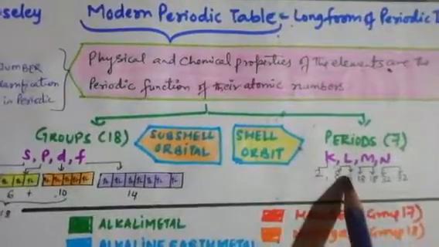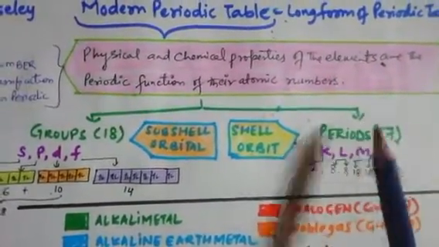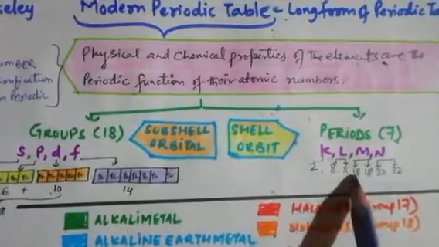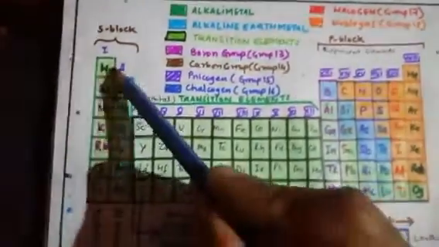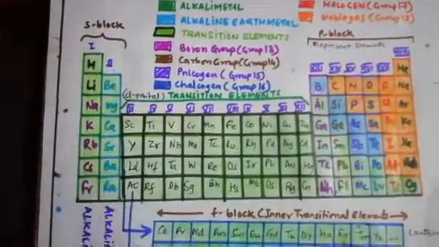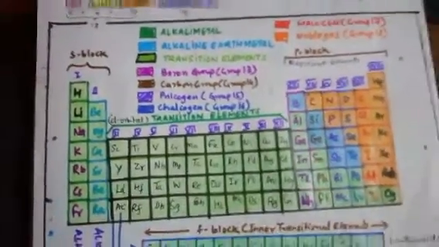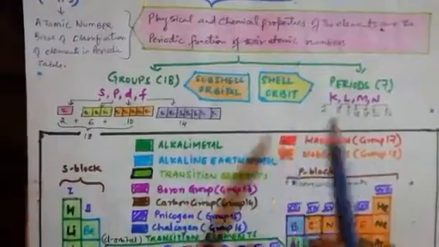These are called magic numbers also. So why are there only 7 periods? Because these are the 7 shells, so these 7 shells make the 1, 2, 3, 4, 5, 6, 7 periods. Because of that, there are 7 periods.